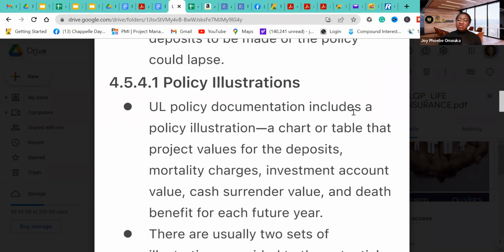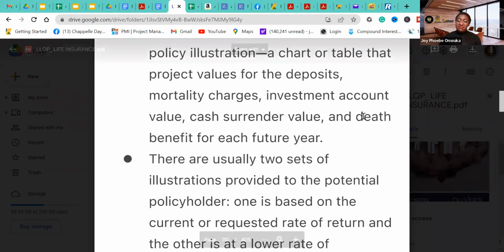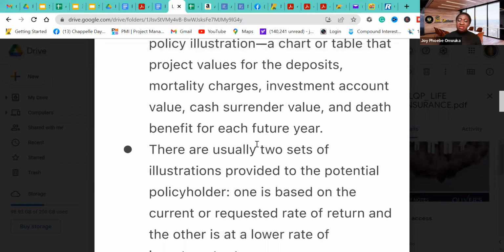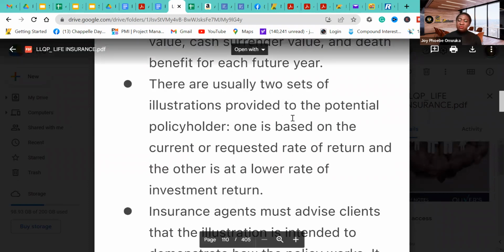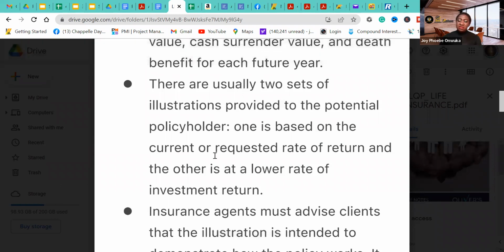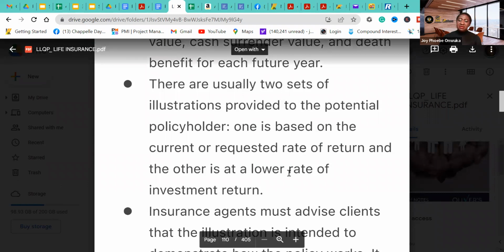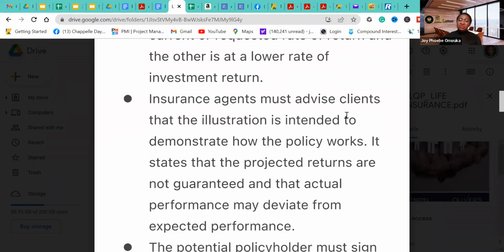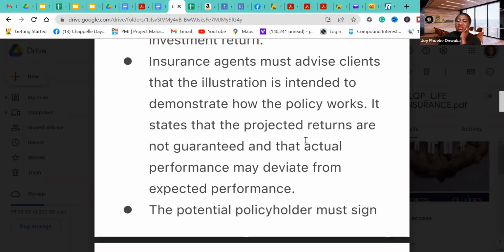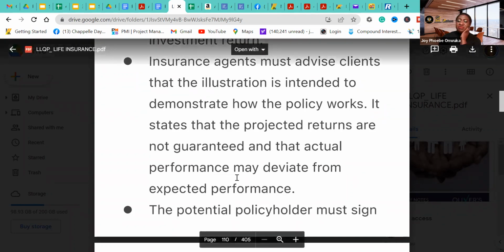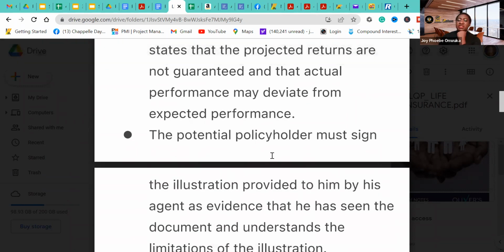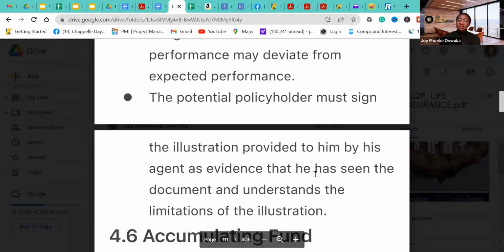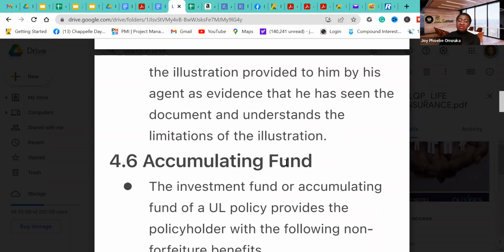Your policy documentation includes a policy illustration, a chart or table that projects value of the deposits, mortality charges, investment accounts value, cash surrender value, and death benefit for each future year. There are usually two sets of illustrations provided to the potential policyholder. One is based on the current or requested rate of returns, and the other is at a lower rate of return on investment. Insurance agents must advise clients that the illustration is intended to demonstrate how the policy works. It says that the projected returns are not guaranteed and that actual performance may deviate from expected performance. The potential policyholder must sign the illustration provided to him by his agent as evidence that he has seen the document and understands the illustration of the insurance.